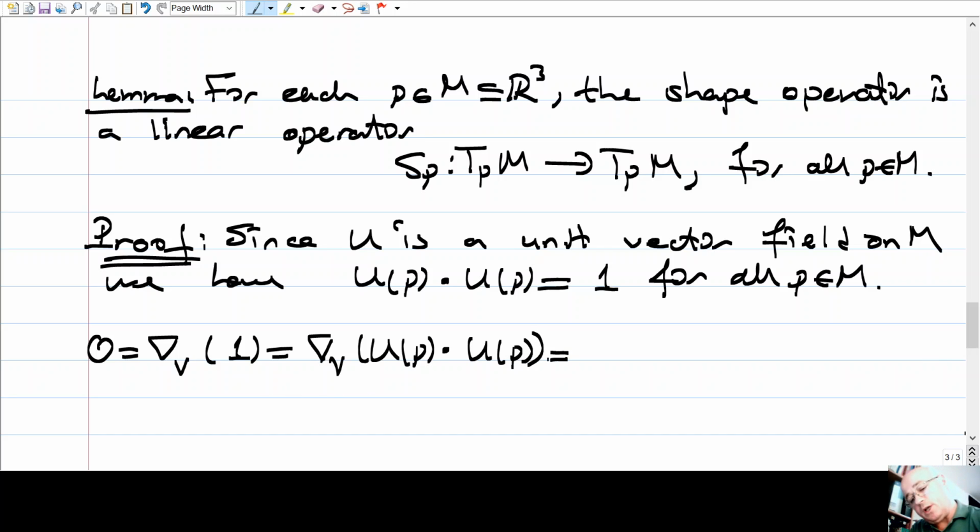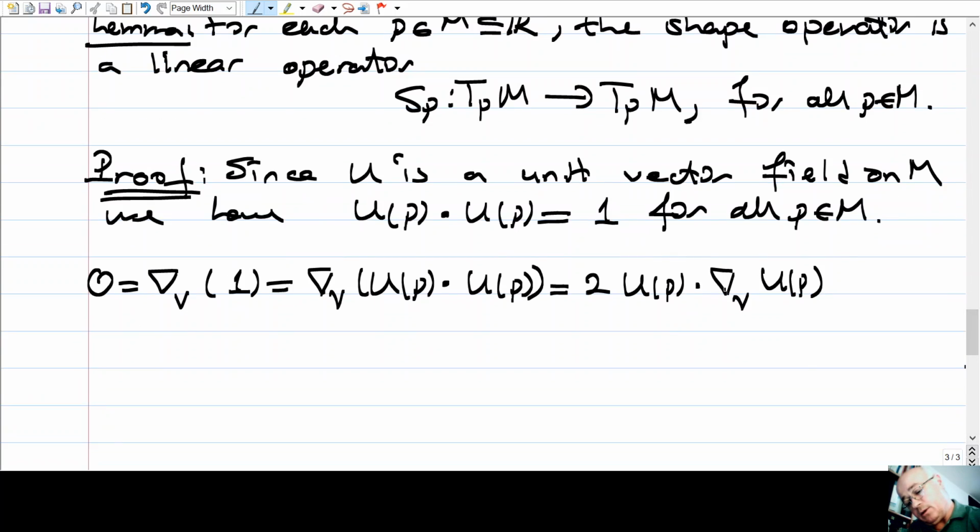But we know the derivative of a dot product obeys the Leibniz rule. So this is just the derivative of U times this plus U times the derivative of U. So this is just 2 times U_P dot the derivative of U_P. Well, this means this product is 0 for all P in M and V in T_P M.